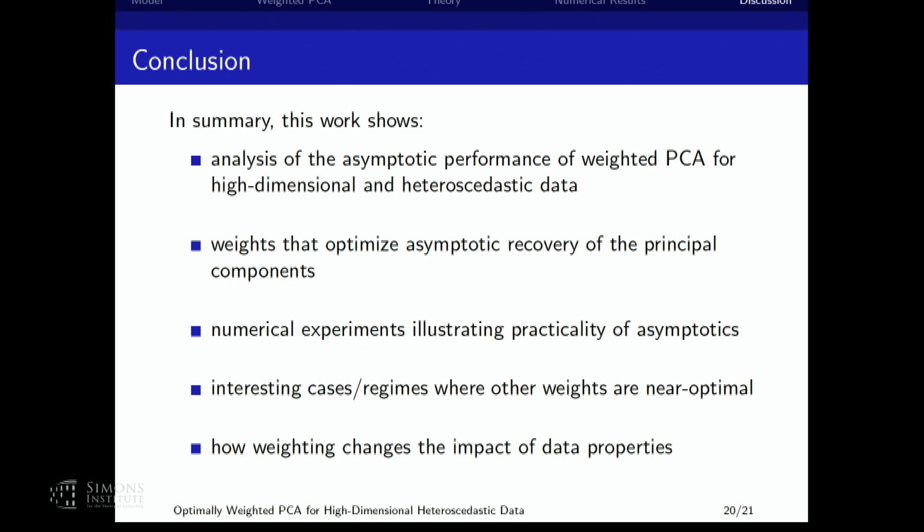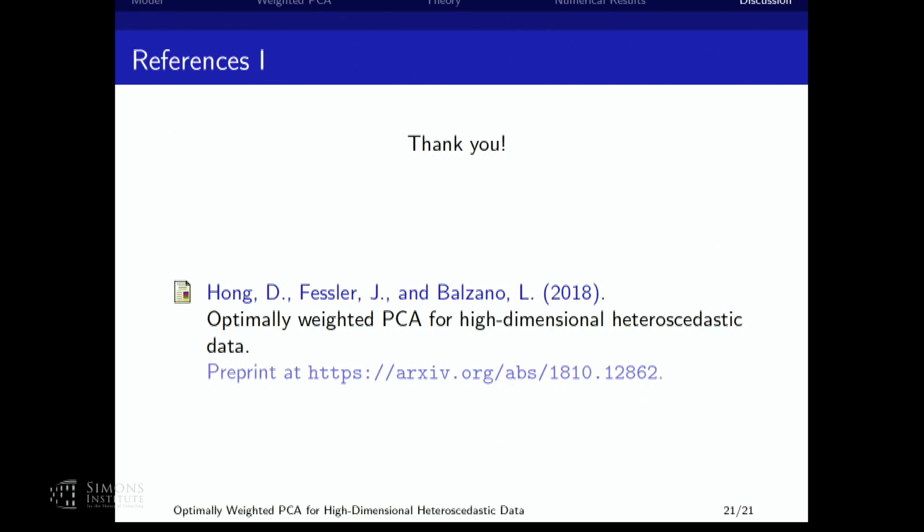We could see how it changes the impact of a variety of different data properties. So if you're interested in looking more at the analysis and the other experiments we have, the paper is here on arXiv. Thank you for your attention. Let me know if you have more questions.